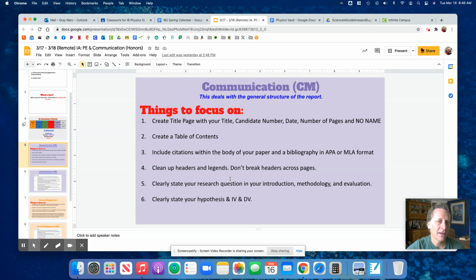Same thing goes with your hypothesis and your independent and your dependent variables. Make them obvious the whole time and keep referring back to them and keep supporting or refuting your assertions in your evaluation related to these things with evidence, with numerical values that you've got in your experiment. Okay, so those are some of the big deals to focus on for communication.